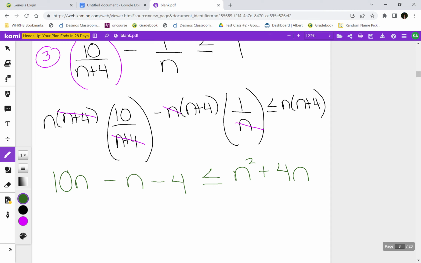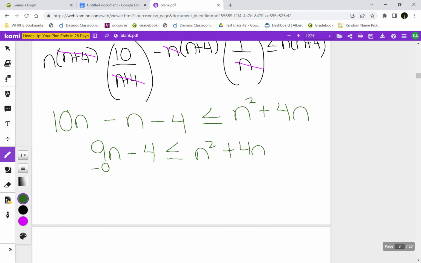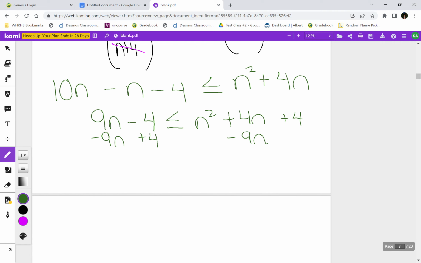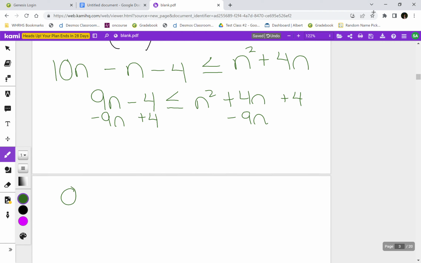Yep, we're going to move the left side to the right side. Why am I moving the left side to the right side versus moving the right side to the left side? Yeah, we don't want a negative leading coefficient, right? When we're factoring, we need the quadratic to be positive. So we're going to move this whole thing over. So this becomes 9n minus 4 is less than or equal to n squared plus 4n. So subtract your 9n and add your 4. So here we're going to have 0 is less than or equal to n squared minus 5n plus 4.